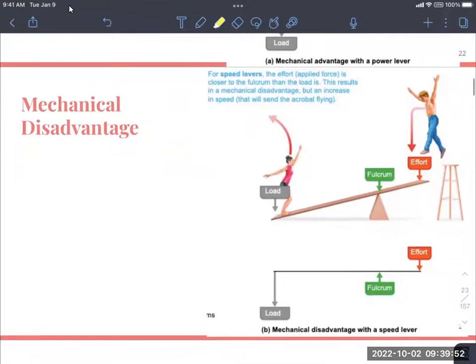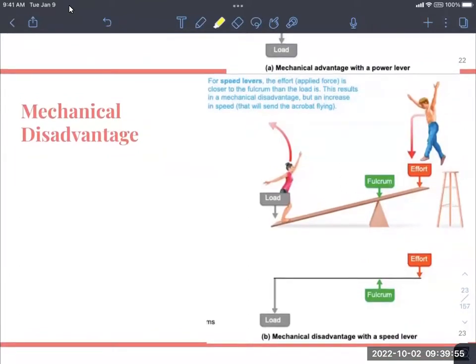A mechanical disadvantage. Don't try this at home. That effort is closer to the fulcrum than the load is. Our effort, this guy jumping down on this seesaw type thing. Our fulcrum, this triangular piece, and the load is the woman standing on the other end. It may be a mechanical disadvantage, but what it's going to do is it's going to increase in speed. That'll allow this acrobat to fly up in the air and perform some tricks. So I said, don't try it at home.